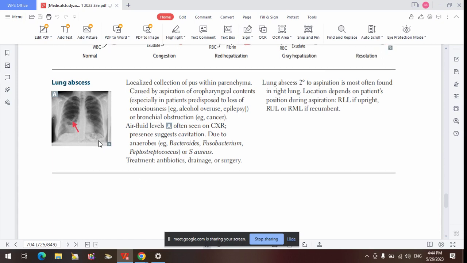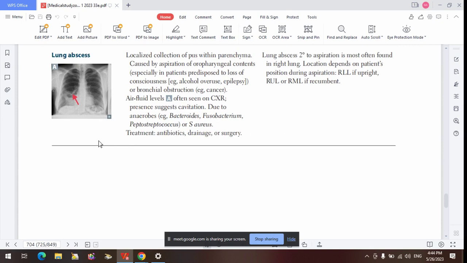So just like we can see here, looking at this red arrow, we can see an area of hyperlucency above that area. Then below it, you can see that white marking. That white marking is the abscess. That is the fluid, the pus within the abscess. So you can see the air above it. So you have an air fluid level. That should not be a normal thing. You should not have fluid within the lungs. So using an air fluid level, you are suspecting a lung abscess.